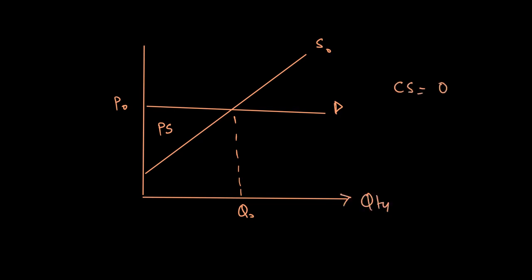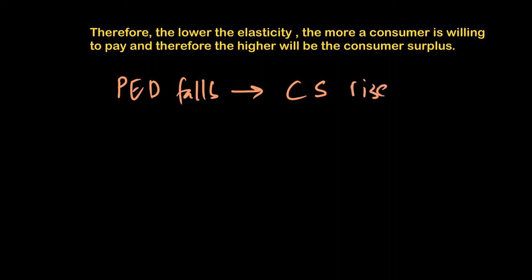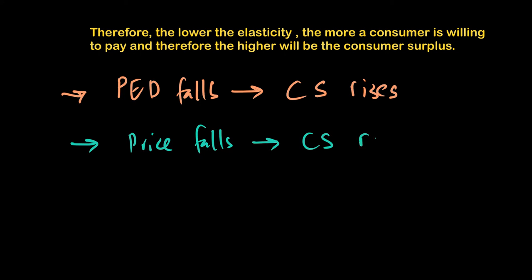What we can make out of this discussion is the idea that when the price elasticity of demand for a good is low, the consumers are willing to pay much more. Therefore, the lower the elasticity of demand, the more the consumer is willing to pay, and therefore the higher will be the consumer surplus. So we have an inverse relationship, where when PED falls, consumer surplus rises. Similarly, we said earlier also, when the price falls, we saw consumer surplus also rises.